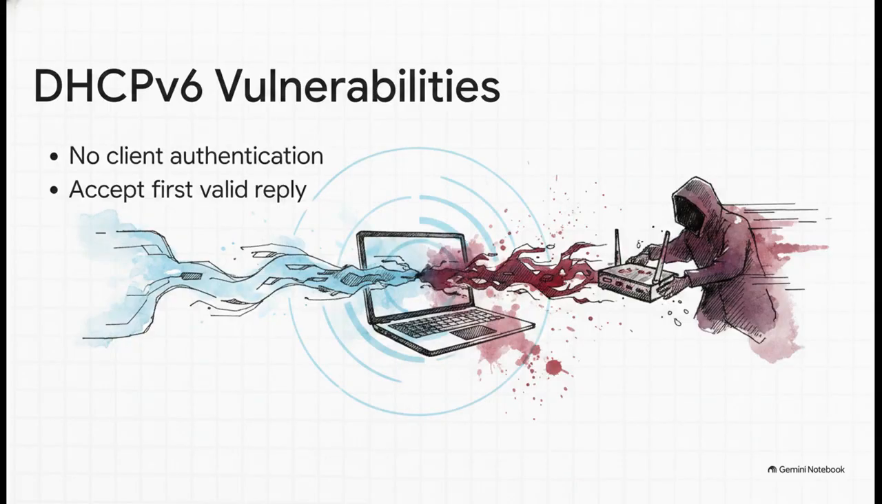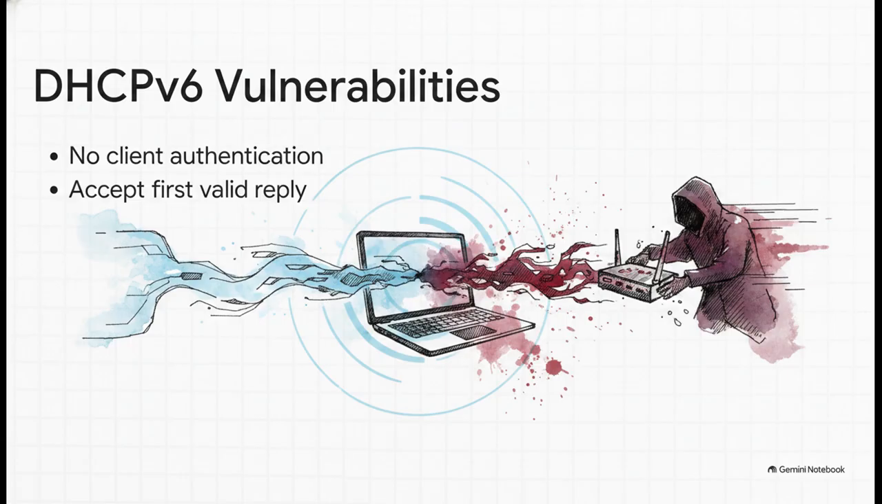Just like with SLAAC, DHCPv6 clients have absolutely no built-in way to authenticate the responses they get. They just broadcast a request and accept the very first valid reply that hits their interface. If an attacker responds faster than your legitimate server, the attacker wins. Now, DHCPv6 Shield restricts those server responses to trusted ports only, which fixes the issue.